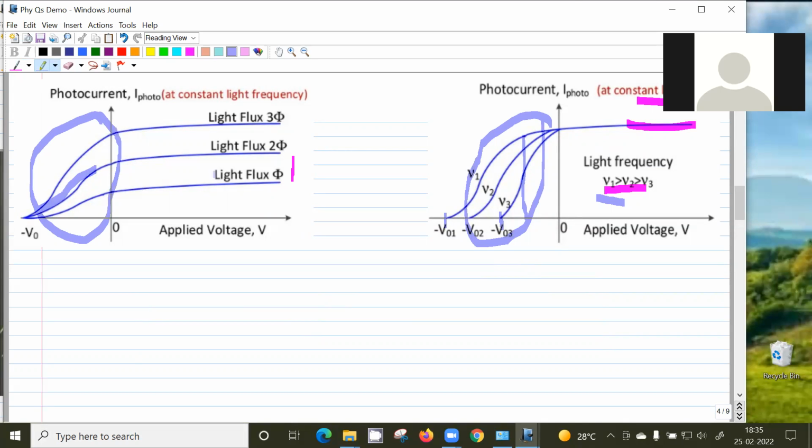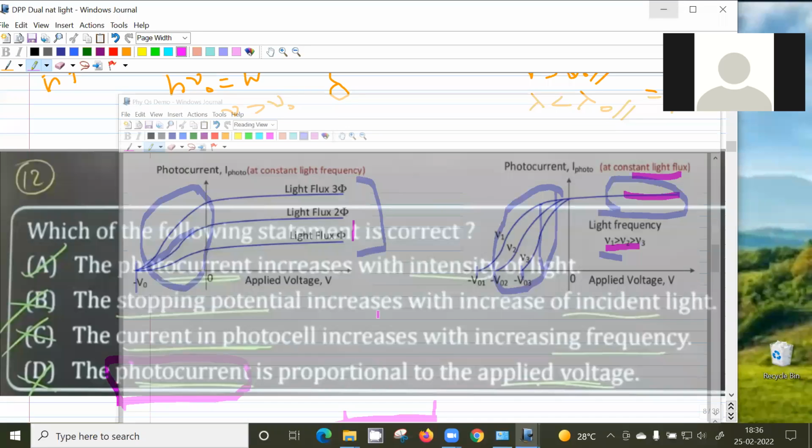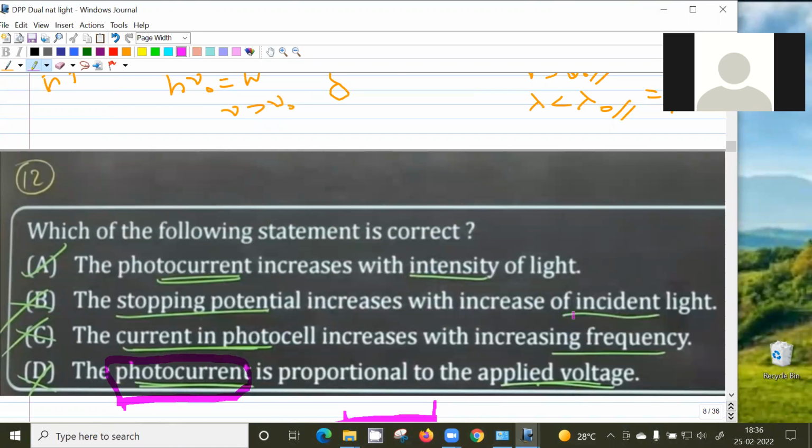So what makes sense is the saturation value. The transient region lasts only for a very, very short time, and most of the time the photocell operates in the saturation region. So we have to consider how the saturation value changes with respect to other parameters. It is not going to change with frequency; it depends only on the intensity of the light. But the stopping voltage depends on the frequency of the incident photon and is independent of the intensity. Stopping potential depends only on h nu.